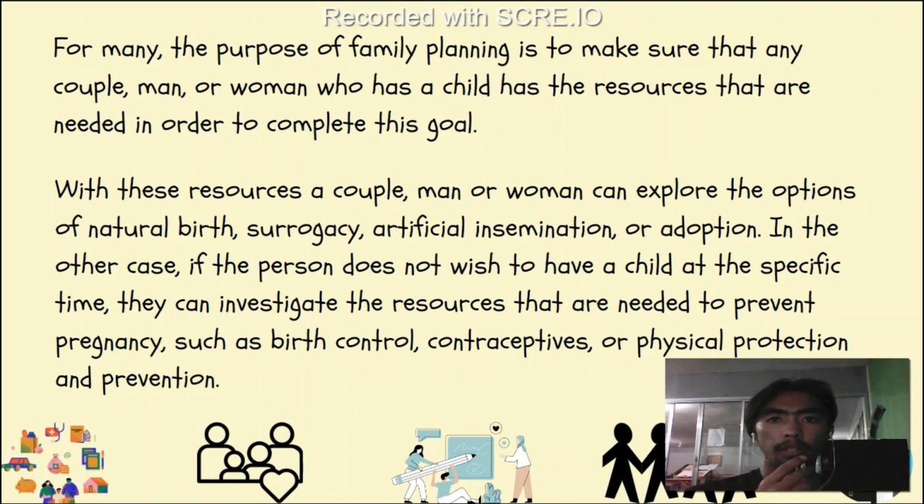For many, the purpose of family planning is to make sure that any couple, man or woman, who has a child has the resources that are needed in order to complete this goal. With these resources, a couple, man or woman, can explore the options of natural birth, surrogacy, artificial insemination, or adoption. In the other case, if the person does not wish to have a child at a specific time, they can investigate the resources that are needed to prevent pregnancy, such as birth control, contraceptives, or physical protection and prevention.